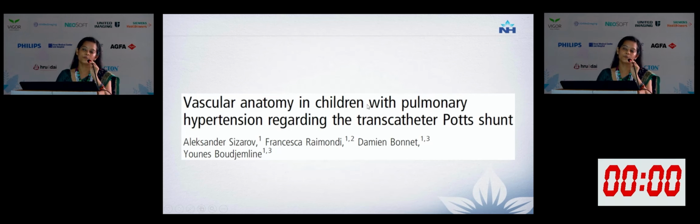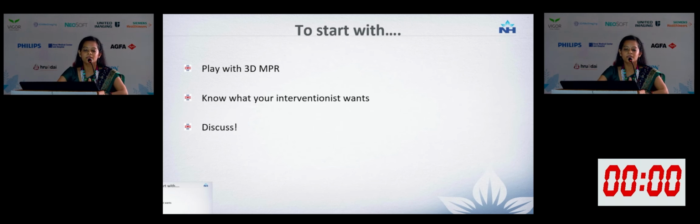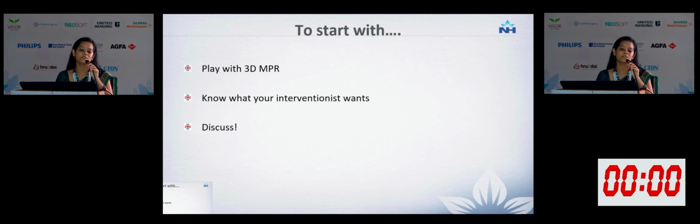This is an article if you want to read up in more detail about how we did these measurements. This is what we've been doing in the past 1 year, especially the superior sinus venosus ASD has really good results. So probably more and more people will take it up. As a radiologist, play with 3D MPR, speak to interventionists, know what they want and discuss. Thank you.